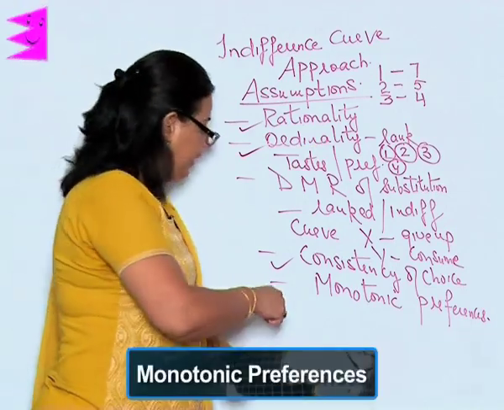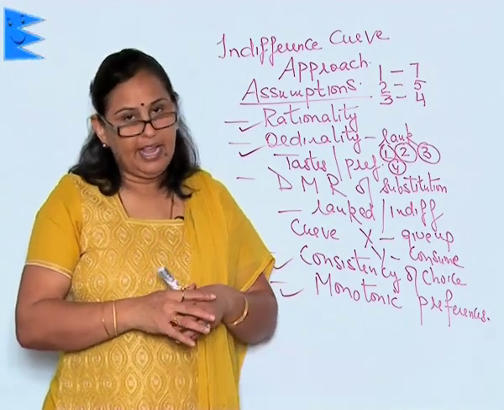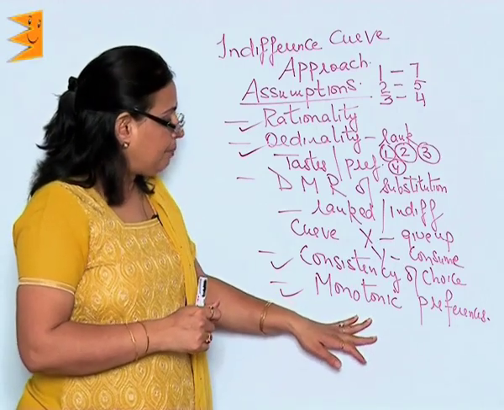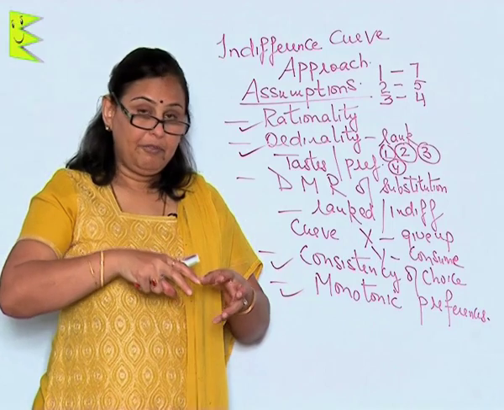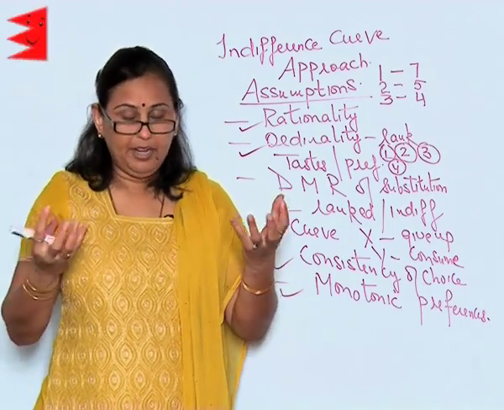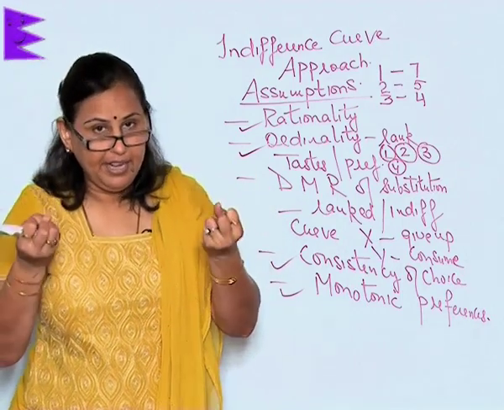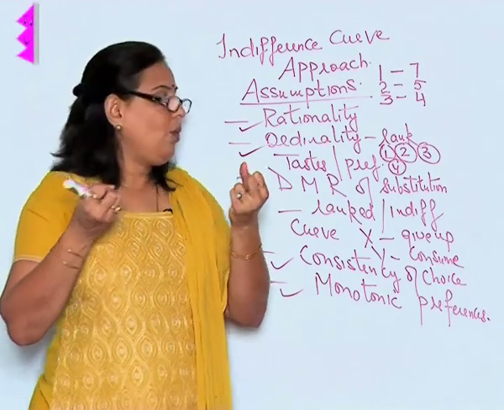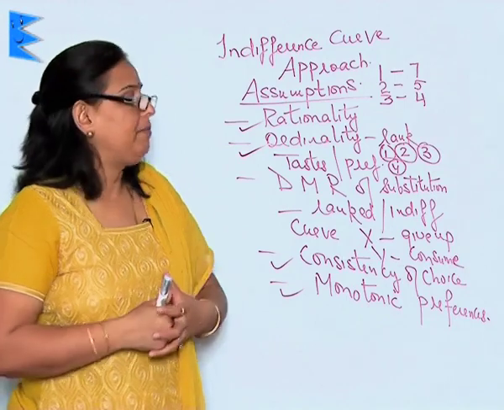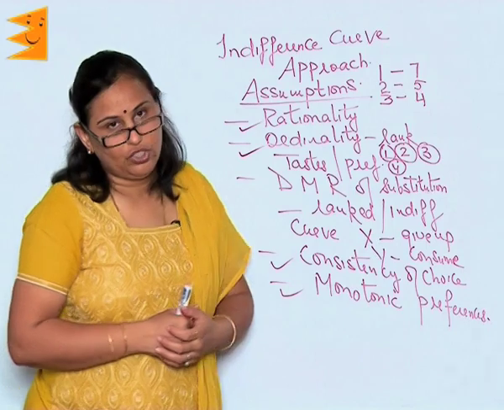Next is monotonic preferences. That is, when I have 2 bundles and I have to choose out of the 2, the preference which I make is of the bundle from where I will get more utility, more satisfaction. They could have the same kind of commodities in varied numbers. Whatever is my preference, I am going to pick up that bundle. So these are the assumptions of the indifference curve approach.